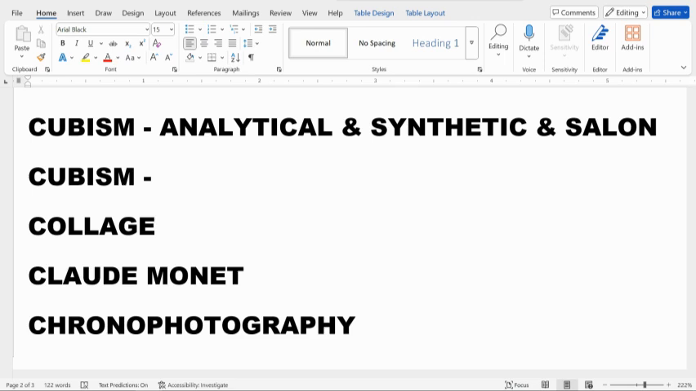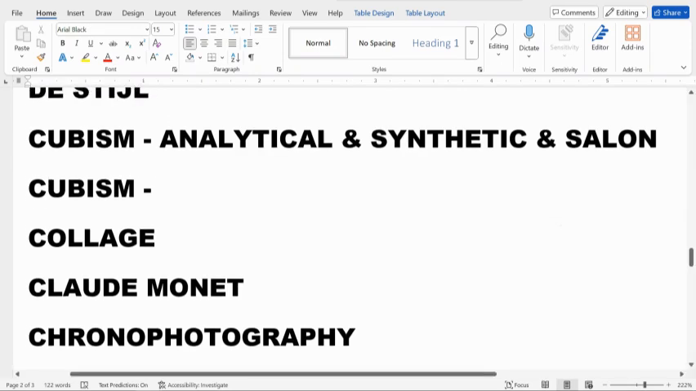Analytical is the first one. That's the one where the subject matter is traditional: the portrait of a person, a person playing guitar, or the still life. Synthetic was only still lifes that we looked at. And then salon cubism is a lot easier to look at. There are more colors, and it was clear. You can see the people clearer in it. It was just more pleasant, not as harsh as analytical or synthetic cubism.